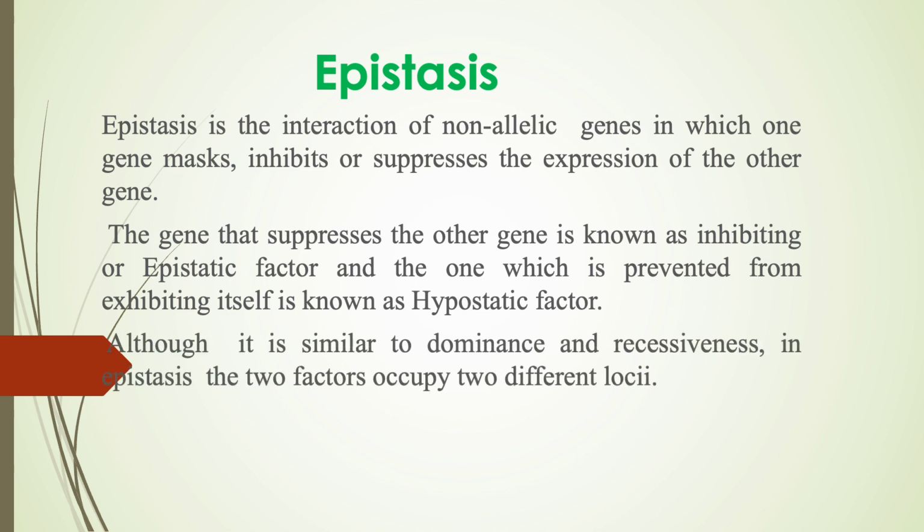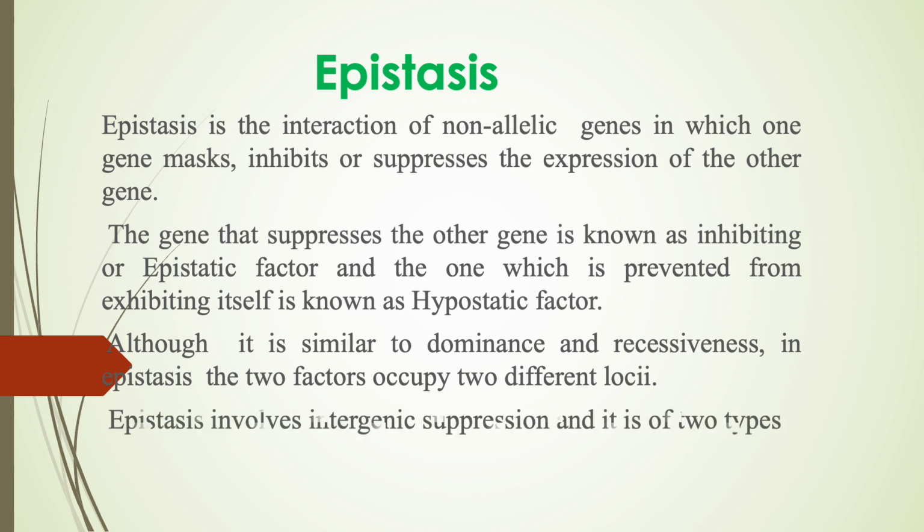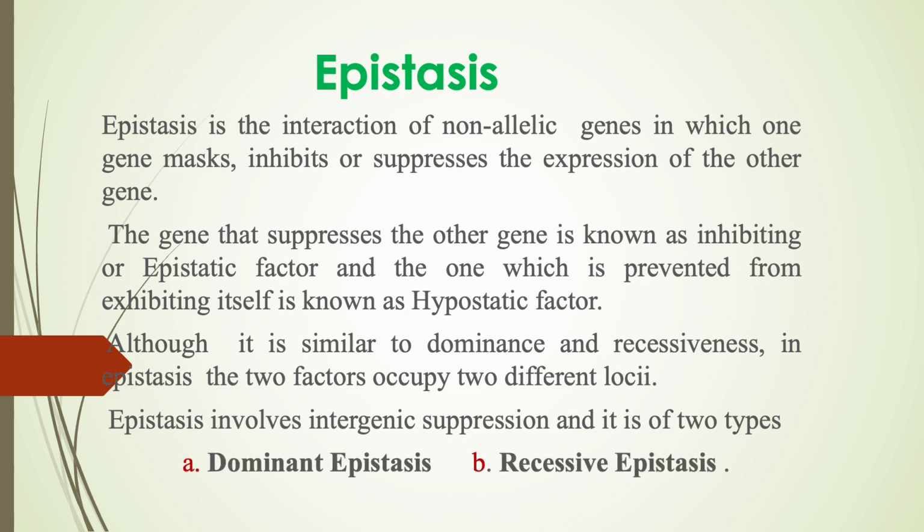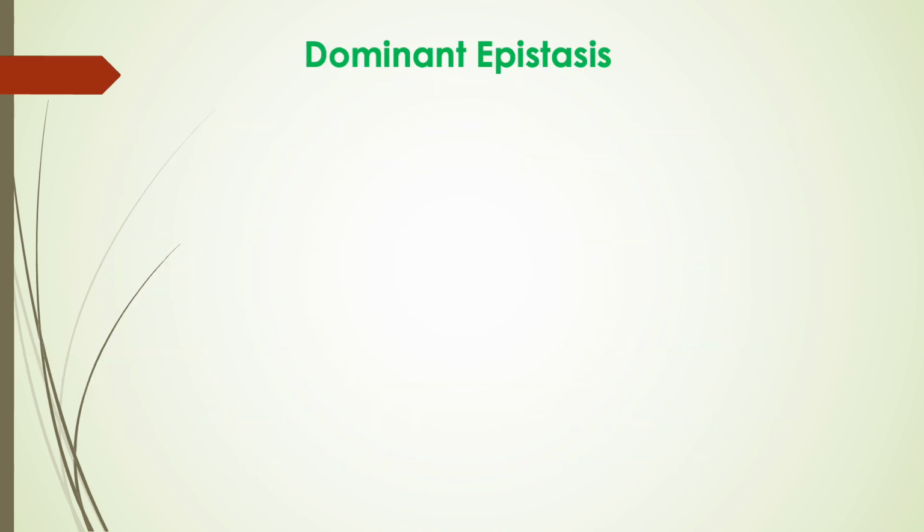Although it is similar to dominance and recessiveness, in epistasis the two factors occupy two different loci. Dominance involves intragenic or interallelic gene suppression, while epistasis involves intergenic suppression and is of two types. One is dominant epistasis and the second one is recessive epistasis. Now let us see each one separately.